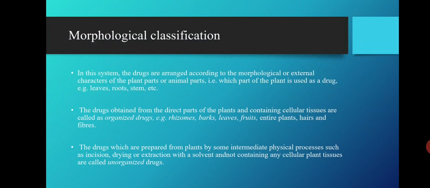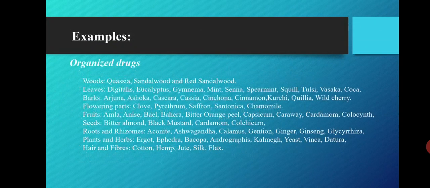The drugs obtained from the direct parts of the plant and containing cellular tissues are called organized drugs. जैसे कि अभी मैंने लास्ट बताया था. और जो एक पर्टिकुलर पार्ट नहीं होता, हमें सिर्फ उसका एक्सट्रैक्ट मिलता है जिसका कोई मॉर्फोलॉजिकल कैरेक्टर नहीं होता, वो अनऑर्गेनाइज्ड ड्रग होता है. So examples of organized drugs जैसे कि वुड, लीव्स, बार्क, ये सब ऑर्गेनाइज्ड हैं क्योंकि इनका सेलुलर स्ट्रक्चर हमें डिफाइंड है.